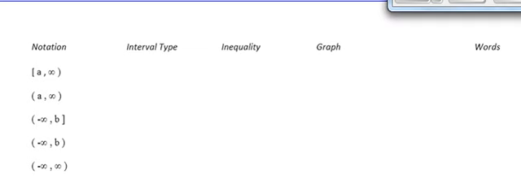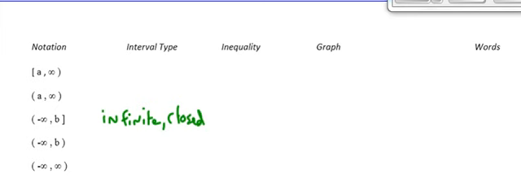The third one, we have parenthesis negative infinity, which means that we're going all the way to the left, and then comma b, and b has a bracket, so that's closed. So this is infinite, and then closed. The inequality, we're looking for all the numbers that are less than or equal to b. We're starting at b, but then we're going all the way to the left. And we're including it, so we have the line underneath the inequality.